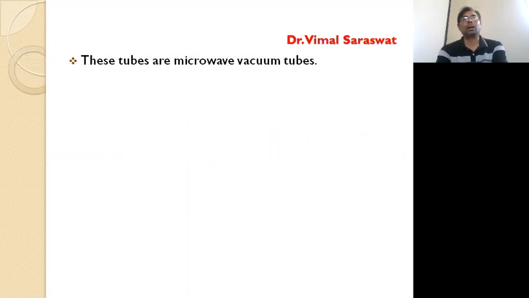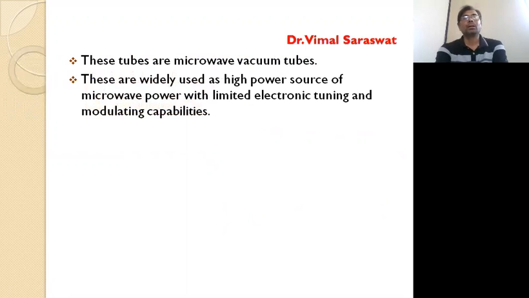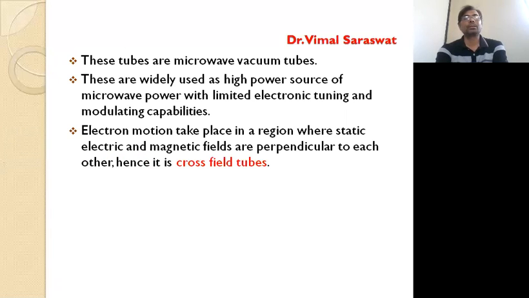Now M-type tubes are microwave vacuum tubes. These are widely used as high power source of microwave power with limited electronic tuning and modulating capabilities. In M-type tubes, electron motion takes place in a region where electric and magnetic fields are perpendicular to each other. Hence, these tubes are also known as cross-field tubes.